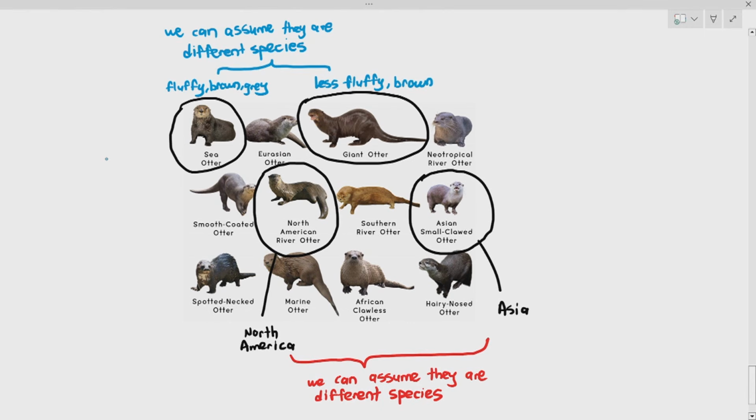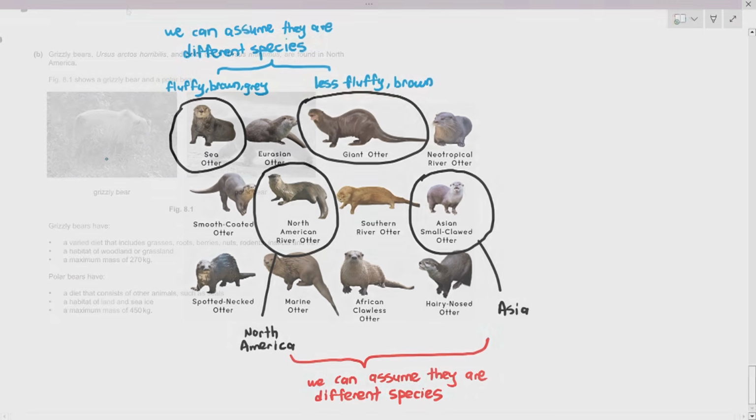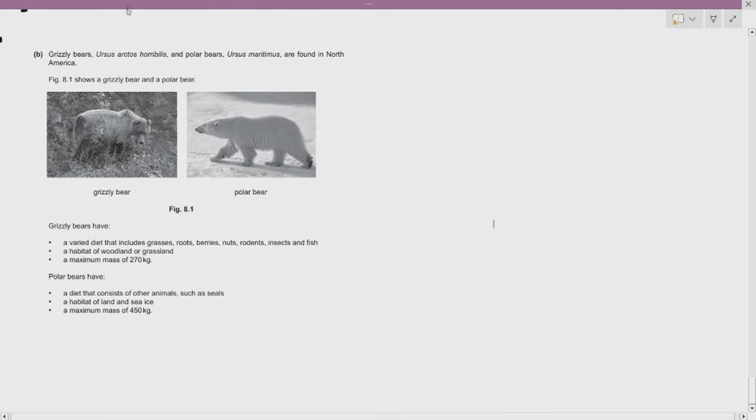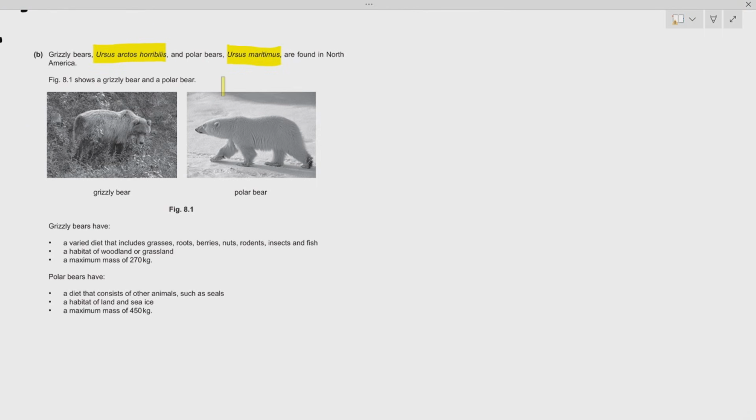One beautiful way in which this question can be asked was based on the past paper from the May-June 2024 paper, variant 4.1. Now, they show you two types of bears, by the way. Grizzly bears, Ursus arctos horribilis, and polar bears, Ursus maritimus, are found in North America. Figure 8.1 shows a grizzly bear and a polar bear, right here.